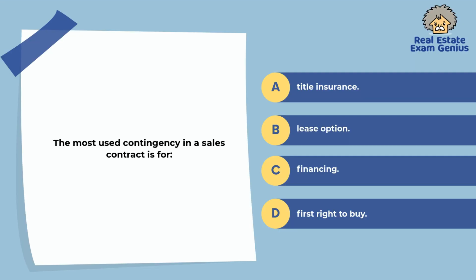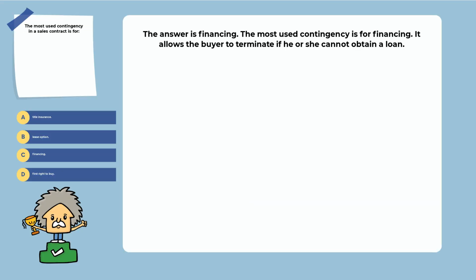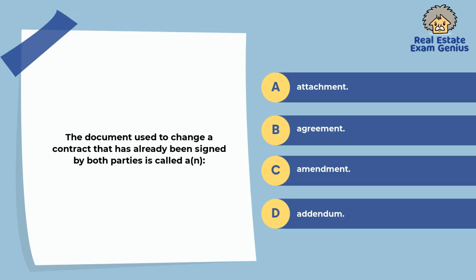The most used contingency in a sales contract is for title insurance, lease option, financing, first right to buy. The answer is financing. The most used contingency is for financing. It allows the buyer to terminate if he or she cannot obtain a loan.